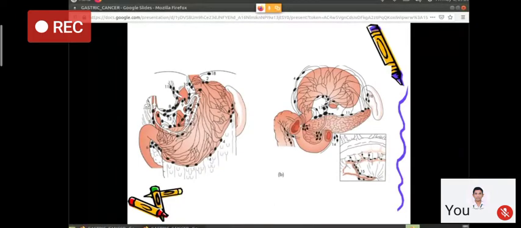So this picture shows the various lymph nodes which you are supposed to remember. These are the levels of nodes which have been numbered. Now, what are these levels? Why there should be no confusion on this?